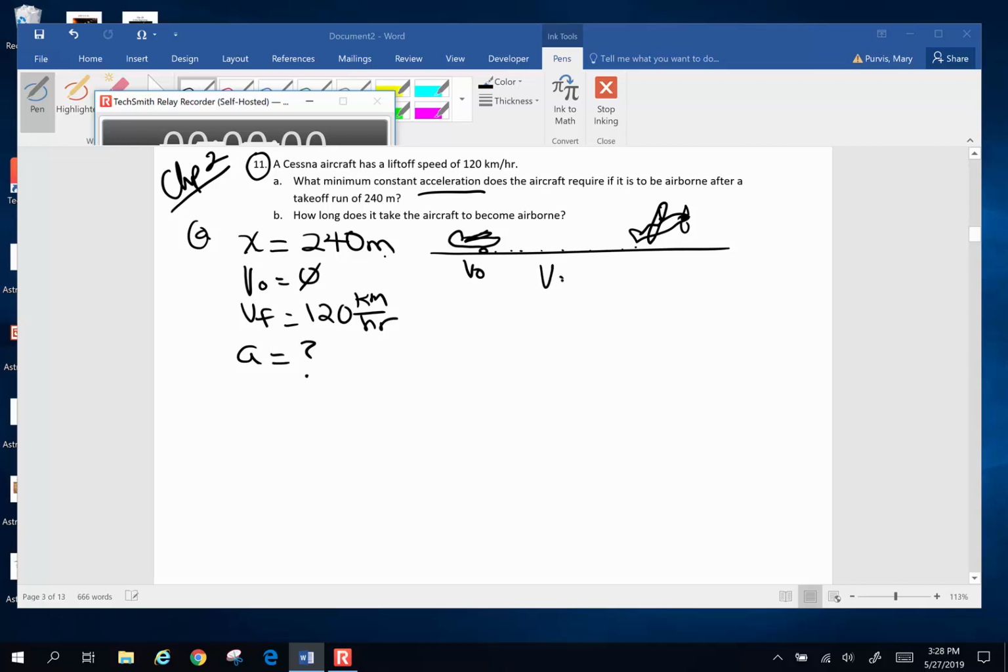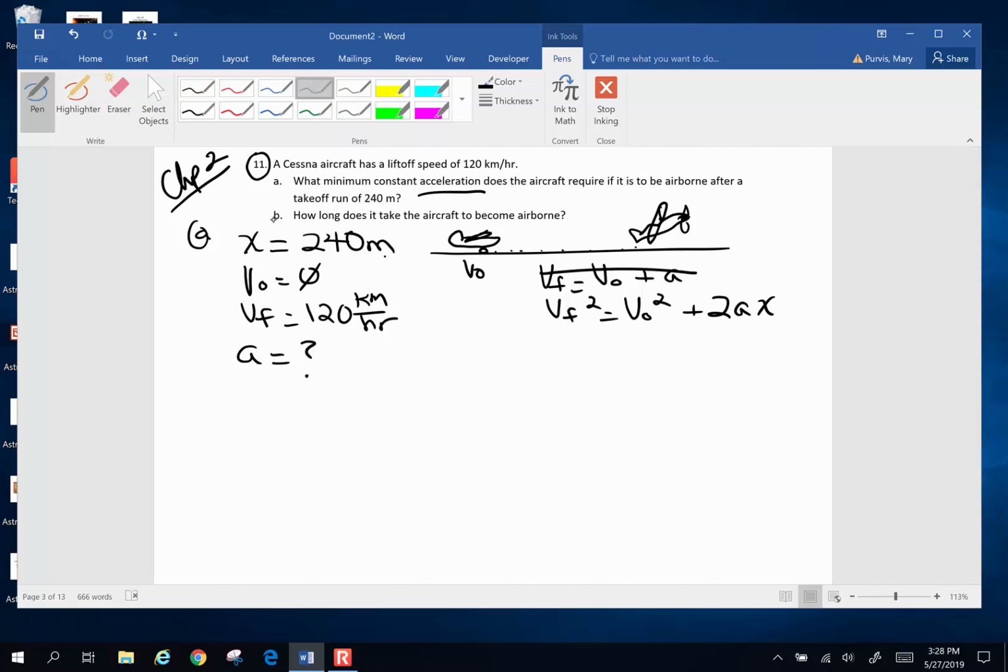Well, to me, this is vf is v0 plus at. Oops, I said that wrong. How about vf squared is v0 squared plus 2ax. There you go, much better, because these are the variables that are in this equation. Now we're solving for acceleration, so let's go ahead and do some algebra and solve for acceleration.